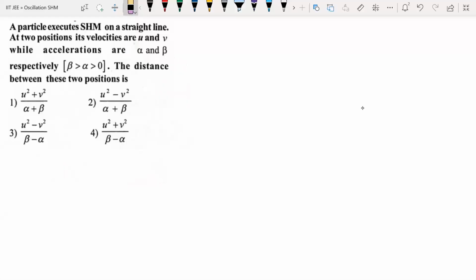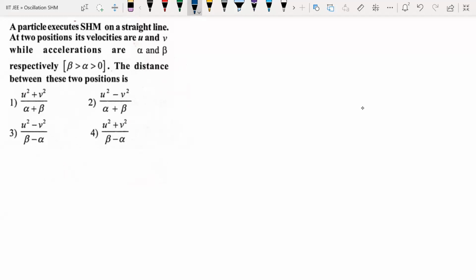Good evening. Let's solve a question on SHM. A particle executes SHM on a straight line. At two positions, its velocities are u and v, while accelerations are alpha and beta respectively, where beta is greater than alpha which is greater than 0. The distance between the two positions is?